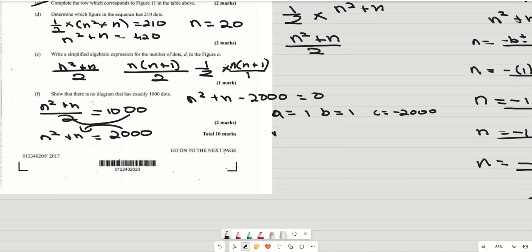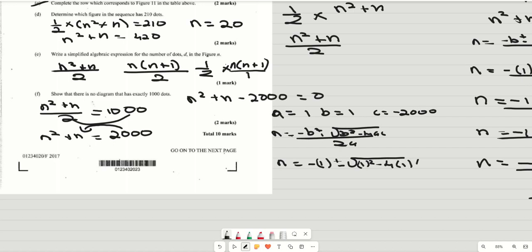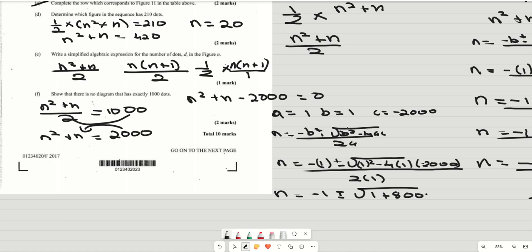That is, n is equal to minus b plus or minus the square root of b squared minus 4ac all over 2a. So n is equal to negative 1 plus or minus the square root of 1 squared minus 4 by 1 by negative 2,000, all over 2 by 1. So n is equal to negative 1 plus or minus the square root of 1 plus 8,000, all over 2.